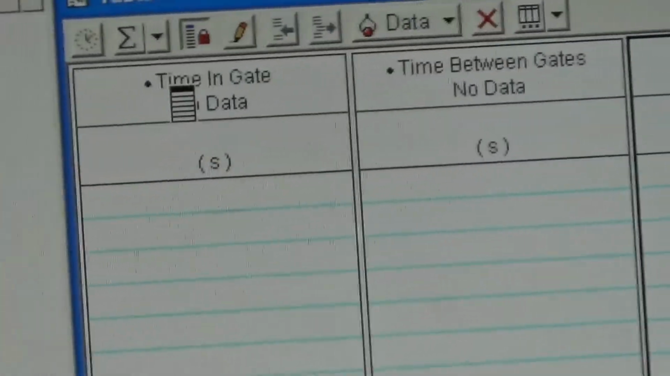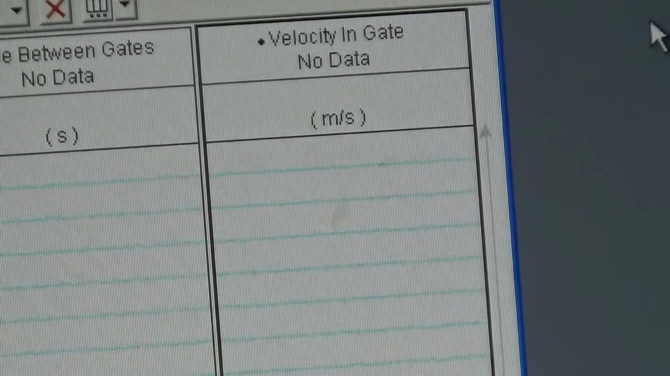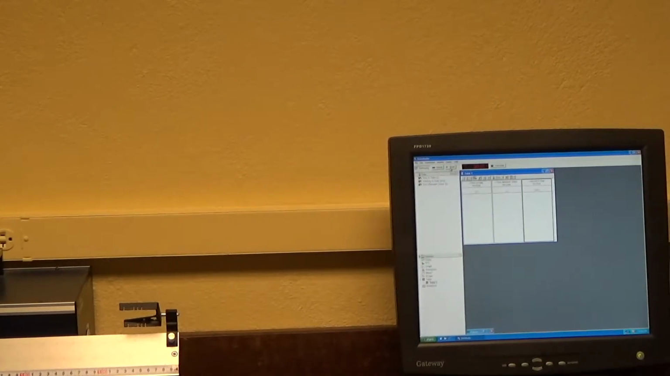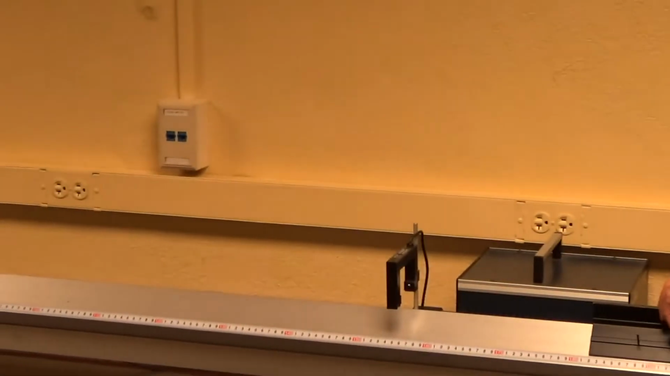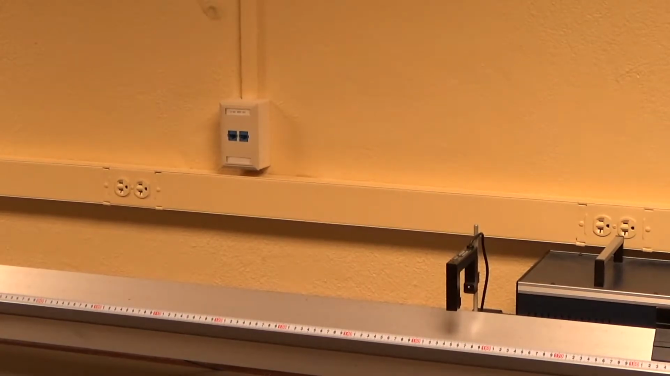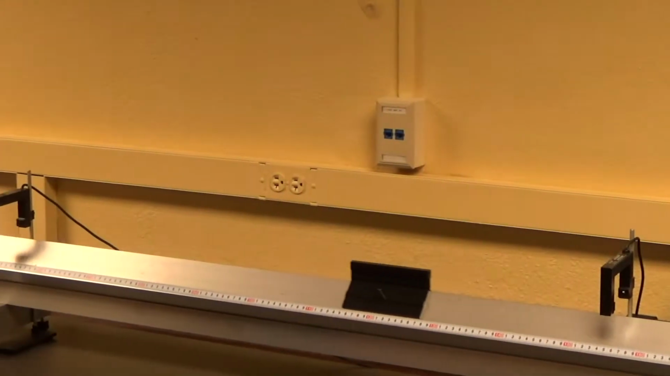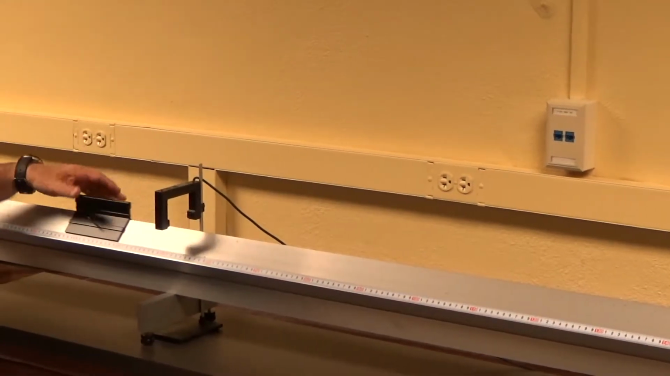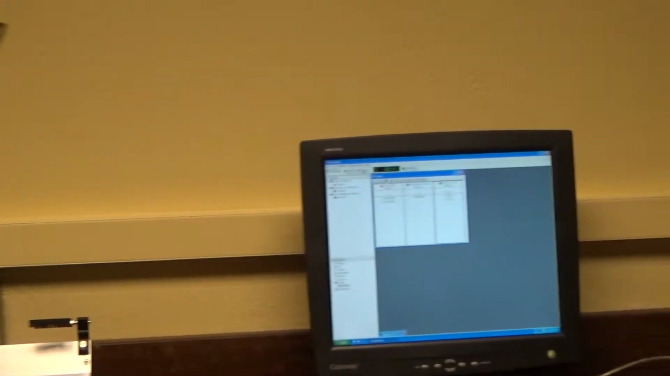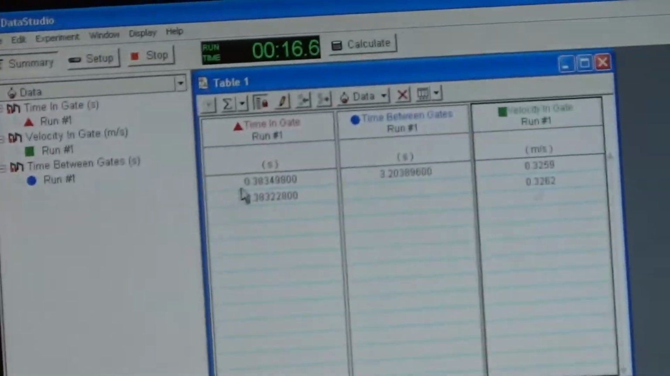So this is time in gate, time between the gates, and velocity in gate. So let me go ahead and see if I can do one run horizontally just to show you how the software is going to work. So I'll press start, and I'll give the cart a little push. That was the first gate, that's the second gate. So now here's the first gate.